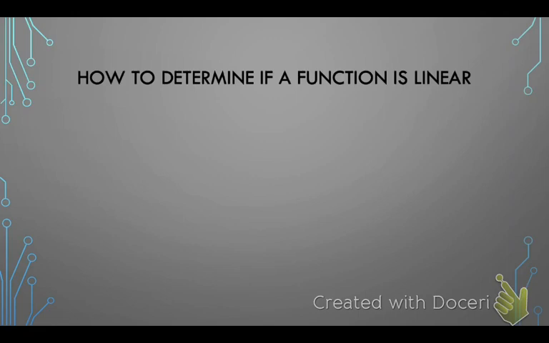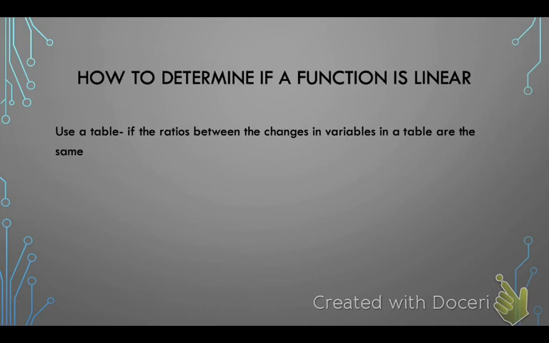Okay, so this part of the lesson is how can we determine if a function is linear? Again, you're writing this all down in your notebook. If you need to pause me, pause me. Okay, so I can use a table to see if the ratios between the changes in variables in a table are the same. So kind of like we did with proportional. Proportional, though, is very specific. Linear is just as it forms a line.